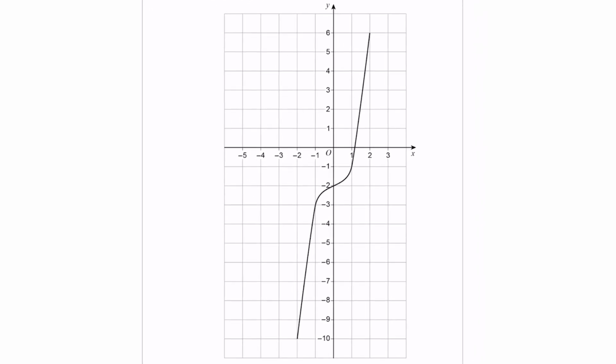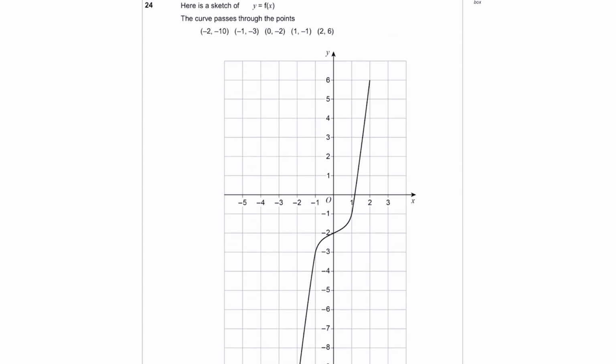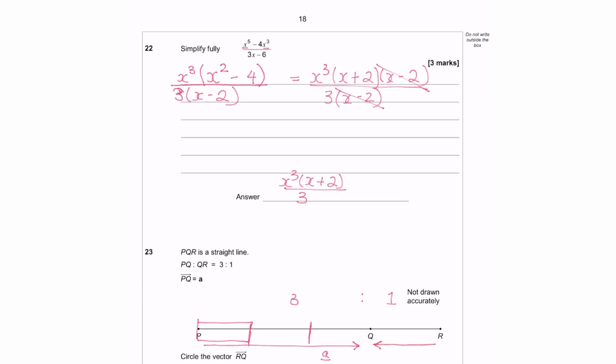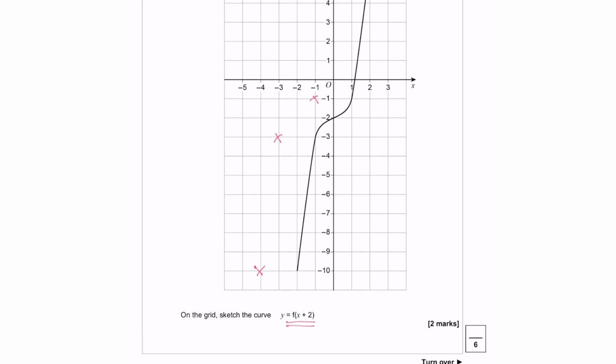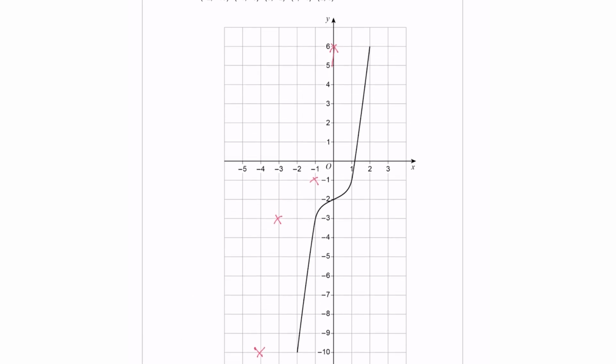So instead of plus 2, as we'd expect, they actually move to the left. So it's a translation of minus 2 in the x direction. So what's going to happen is everything is going to shift 2 along. So that's going to shift there. And we don't need to take all the points. We can take some of the points and shift them across. So then when you join it up, you hopefully get the same shape. Okay, so when you shift it along, you get the same shape, but shifted minus 2 along.